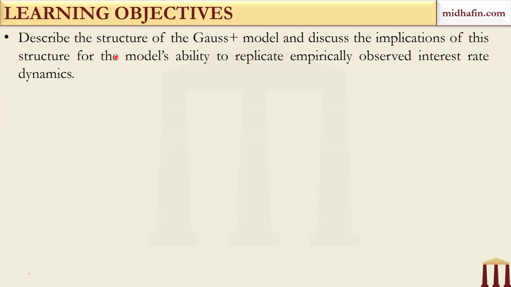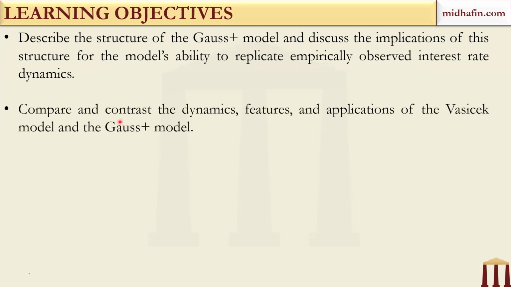These are the learning objectives. We have the first one, describe the structure of the Gauss Plus model and discuss the implications of this structure for the model's ability to replicate empirically observed interest rate dynamics. Then compare and contrast the dynamics, features, and applications of the Vasicek model and the Gauss Plus model. See, the first learning objective is covering the structure of the Gauss Plus model directly.